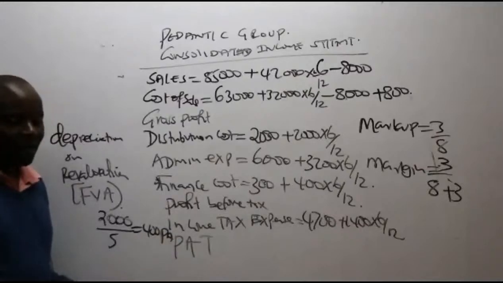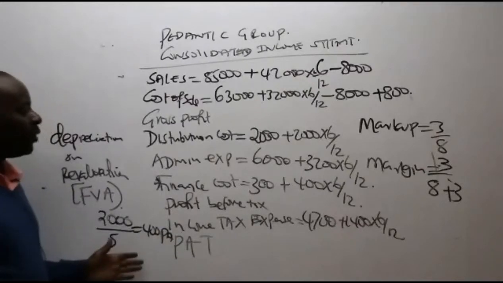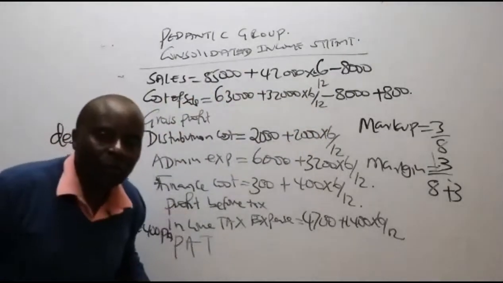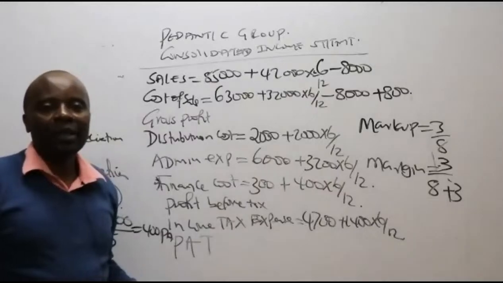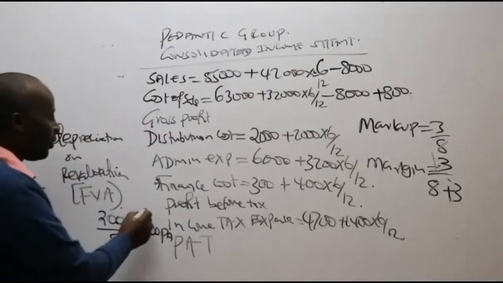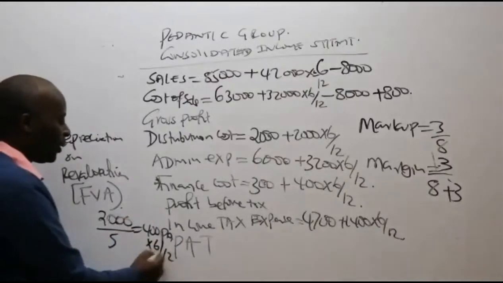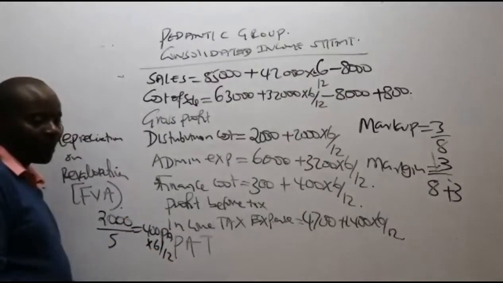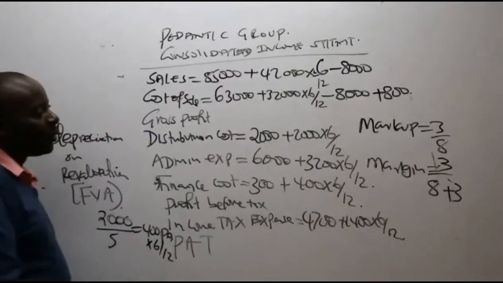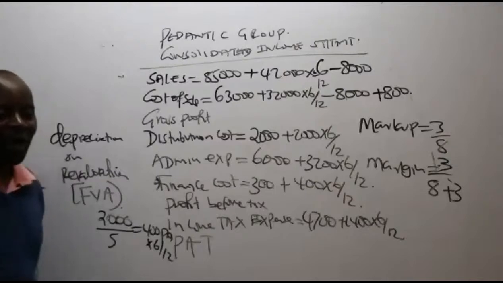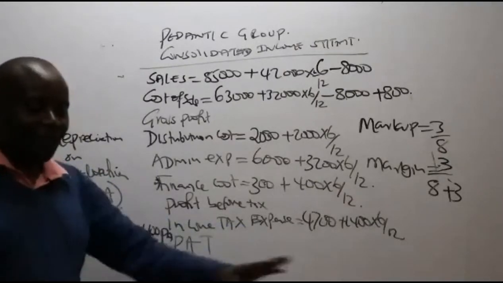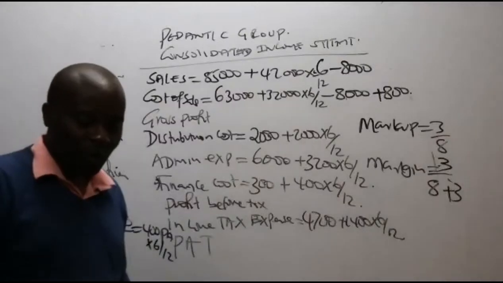And remember, this asset belongs to a subsidiary that was only ours for how many months? 6 months. So this has to be prorated, so I say times 6/12. What will it come to? It comes to 200. So this 200, what do I do with it?